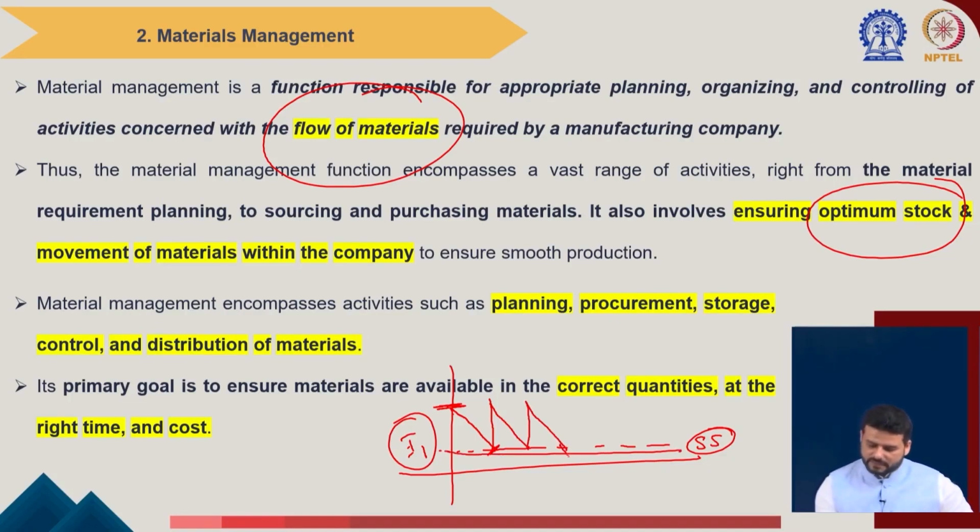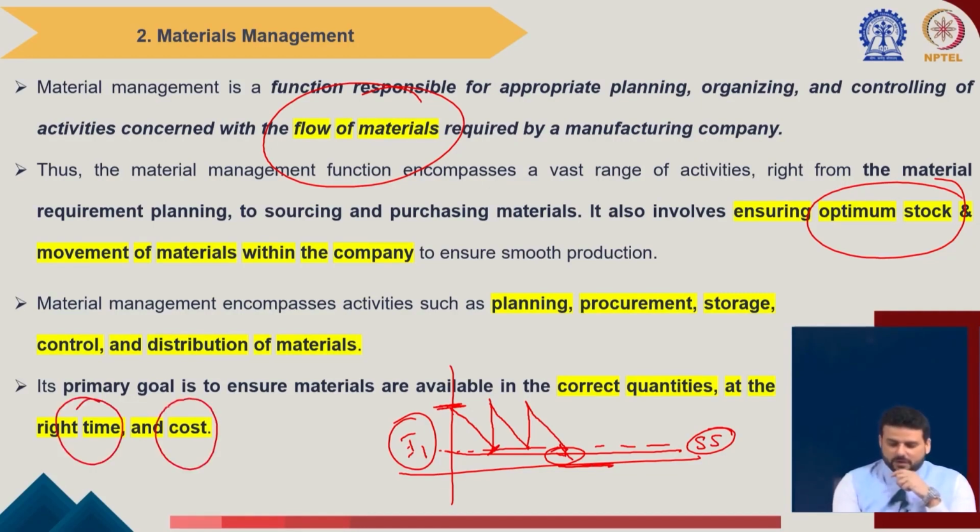Even sometimes if it comes down, while receiving the product, we need to ensure that it never touches the zero point, because then the whole production line will sit idle. So while ensuring this smooth supply of the raw material, one thing is time we need to ensure, and cost also, and quality as well, right?